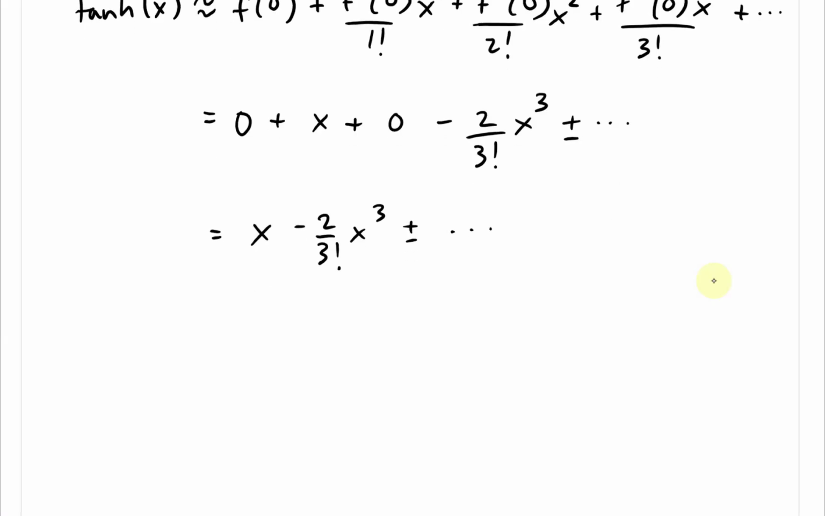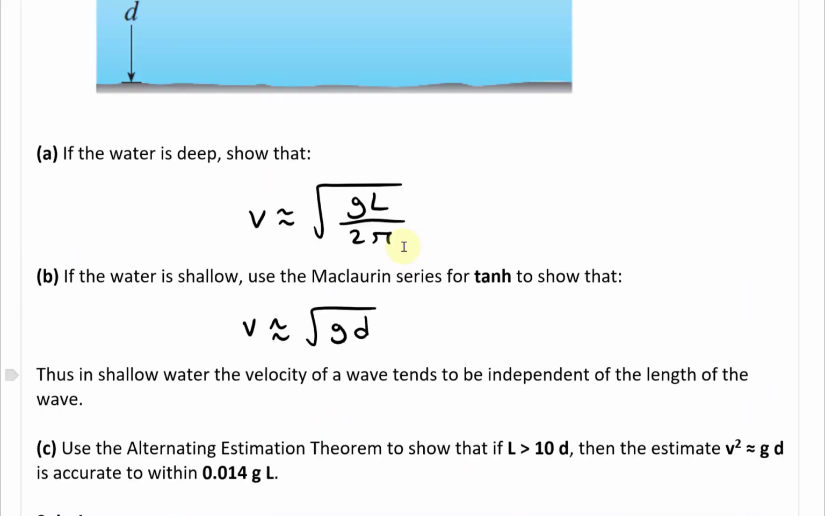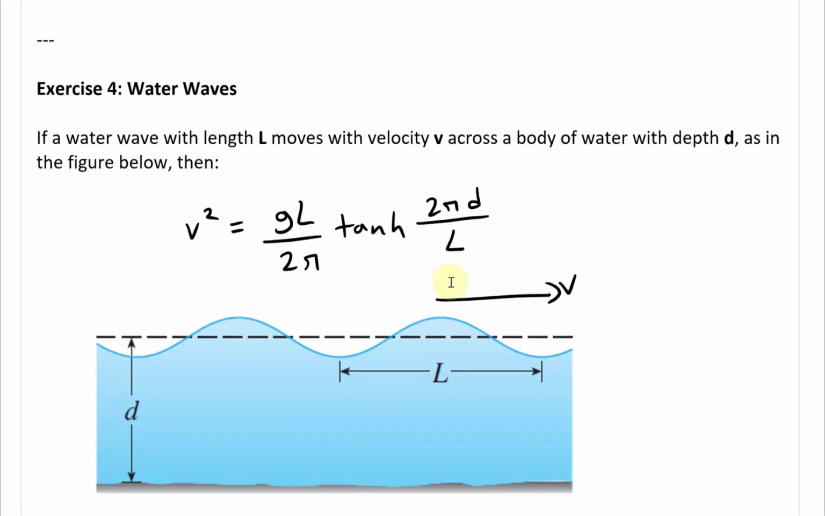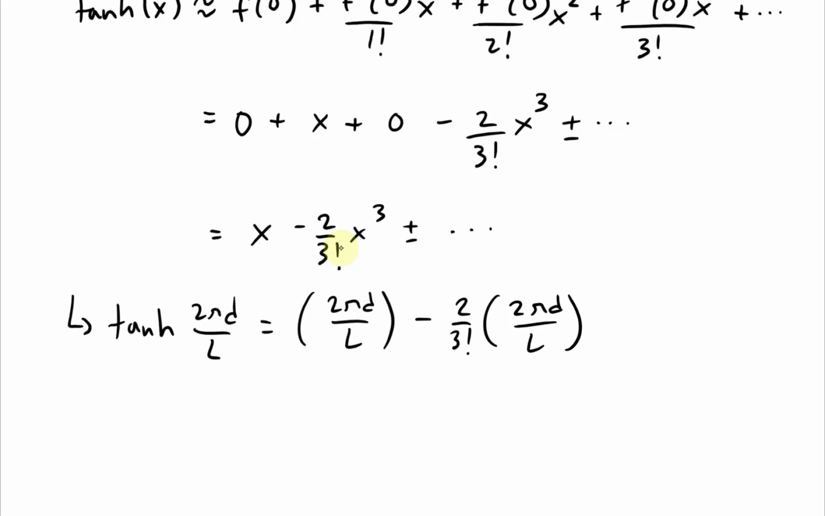Now when we plug in our values for x, in our case it's going to be tanh, and remember ours is 2 pi d over L. Just scroll all the way up to remember the formula. So we're approximating tanh of 2 pi d over L. This is equal to 2 pi d over L minus 2 over 3 factorial, 2 pi d over L cubed. Next one will be plus minus dot dot dot.